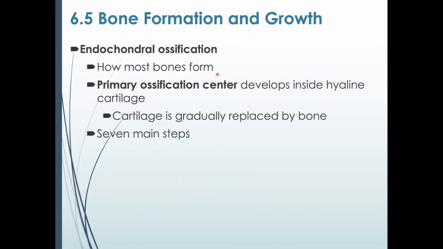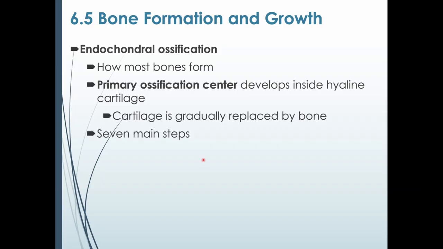So anyway, endochondral ossification is how most bones are going to form. It's going to be the primary ossification center that develops in the hyaline cartilage. And so basically, as you go from an infant into a toddler, into an adult, the infant's bones are primarily cartilage. And then ossification is going to take place, and that cartilage is going to be replaced with bone tissue.